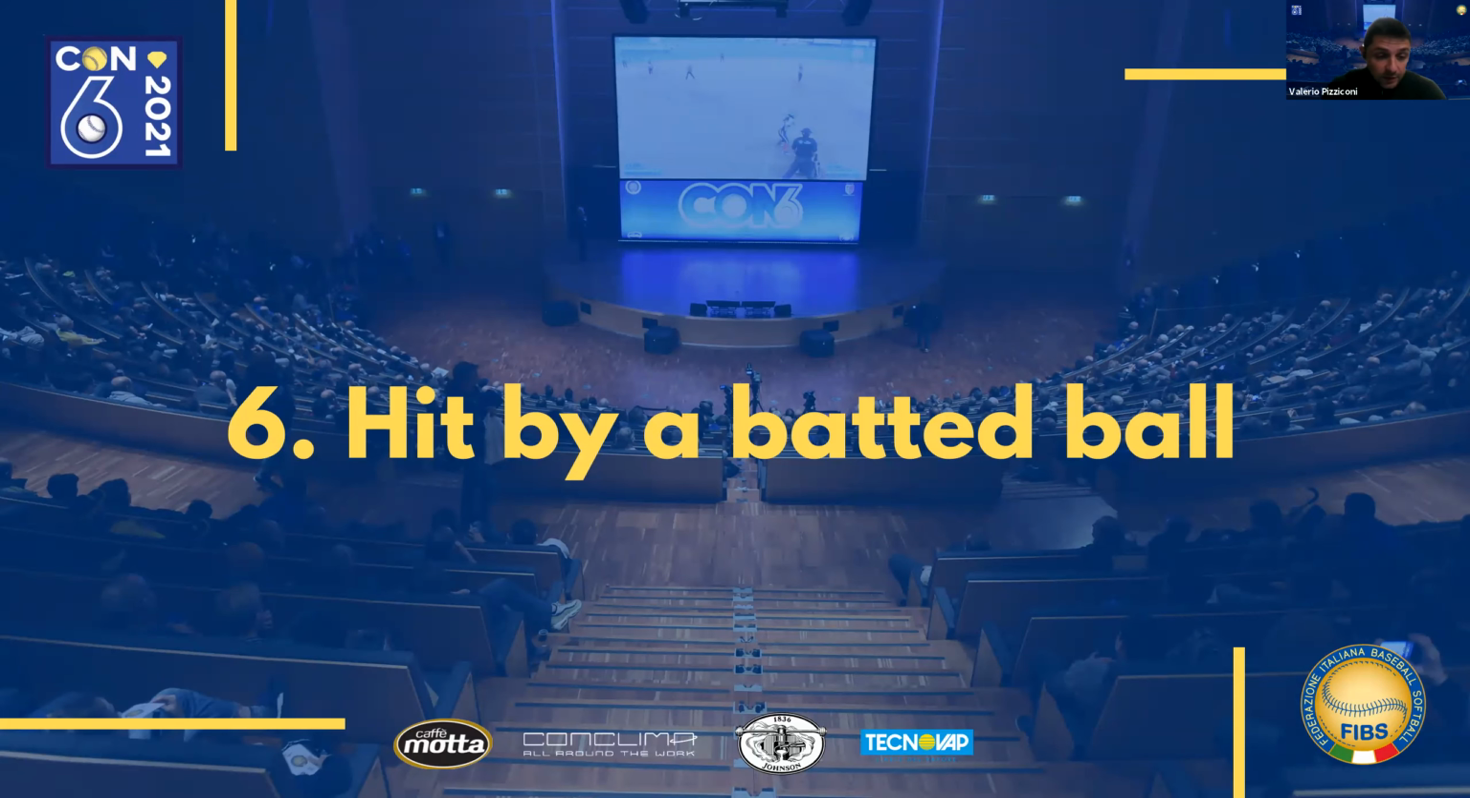The sixth type of interference is when a base runner is hit by a batted ball. Pay particular attention, because if the last person to touch this batted ball is a defensive player or the pitcher, then it no longer becomes interference. The ball must directly touch the batter runner.